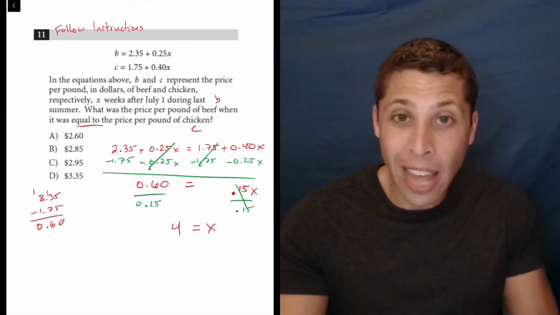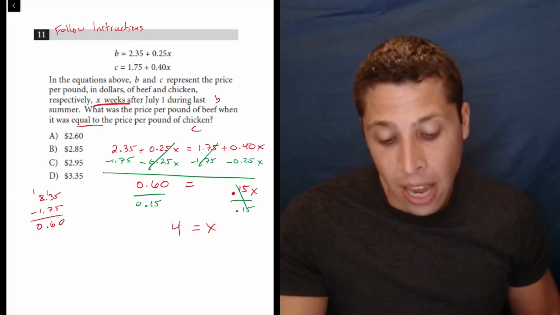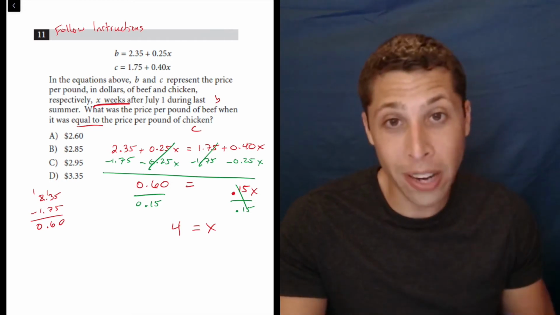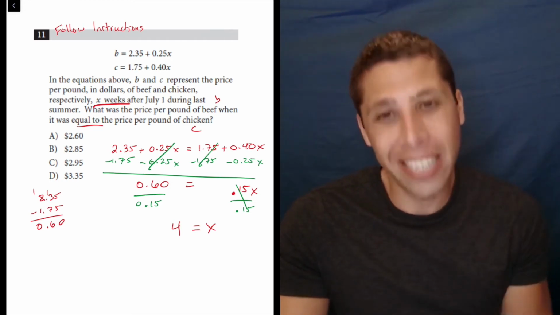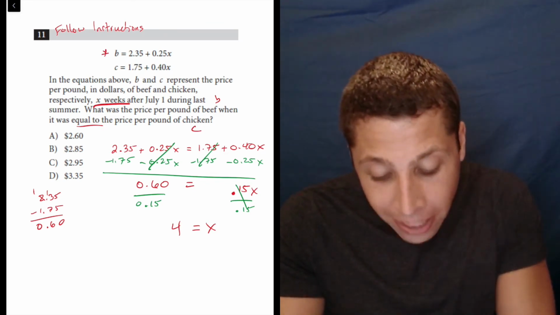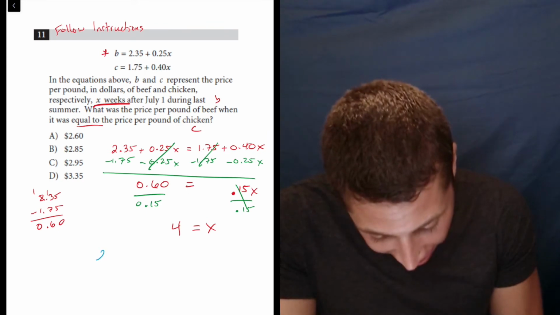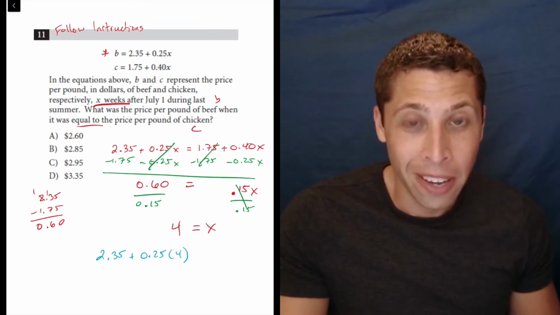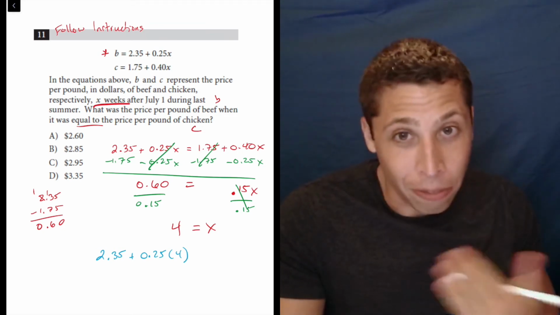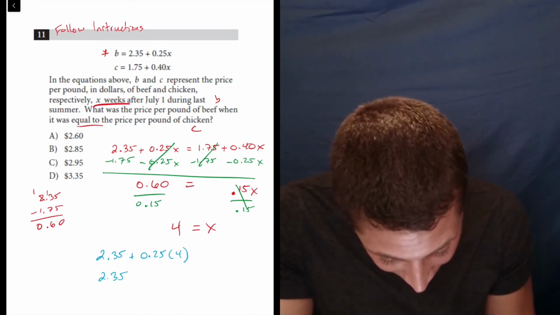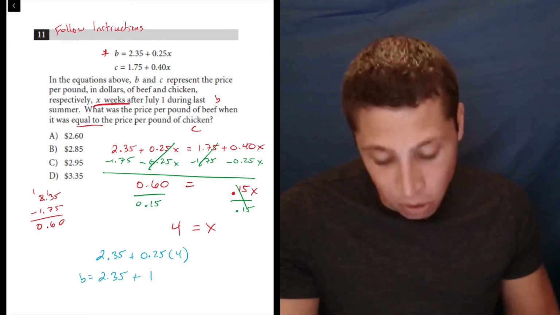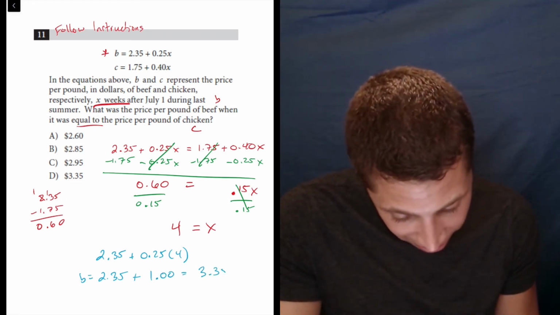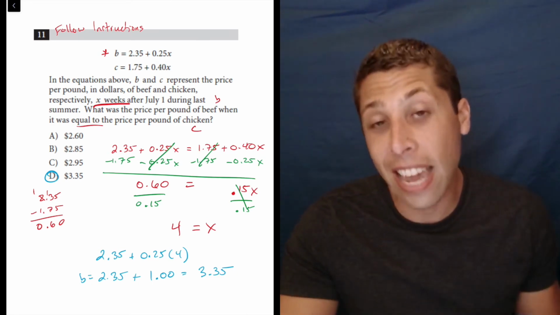Now 4 is not an answer, but that's because x represents the number of weeks, and what we need to know is the price. And so we can just now take that 4 and plug it into either equation. And again, think about money here. It's so much easier to plug it into the top equation, because then we're doing 235 plus 25 cents times 4. Well, there's 4 quarters in a dollar. 4 times 0.25 is just $1. So B is equal to 235 plus 1.00. And so that's 335, which is an answer and is the answer.